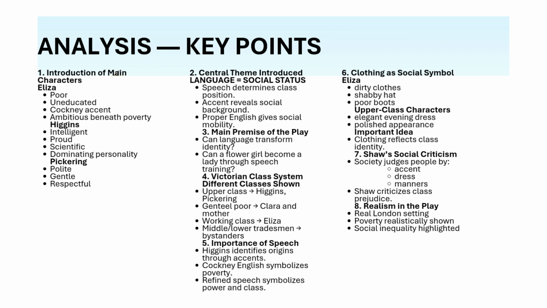Act 1 also provides a clear picture of the Victorian and Edwardian class system. Several social classes appear together in the same scene. Higgins and Pickering represent the educated upper class.